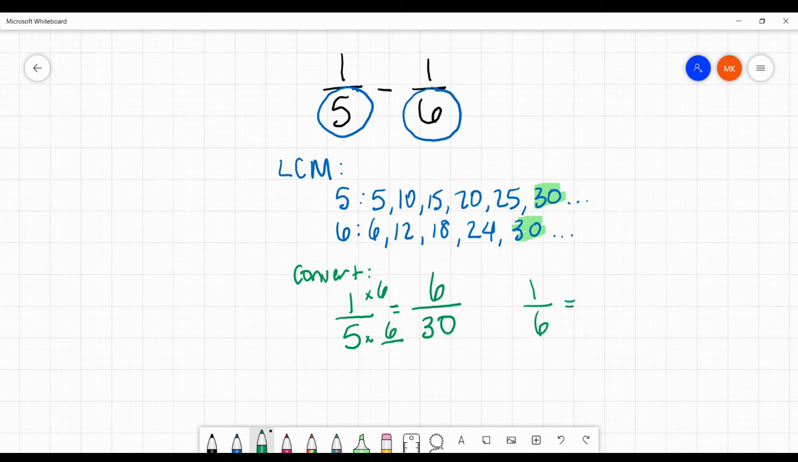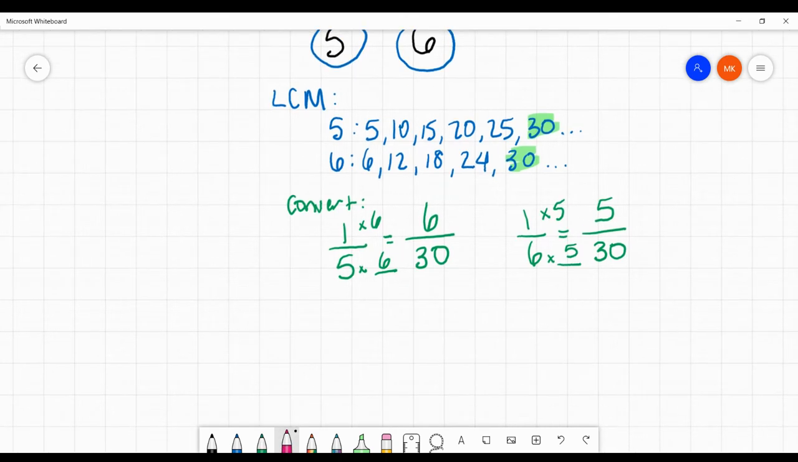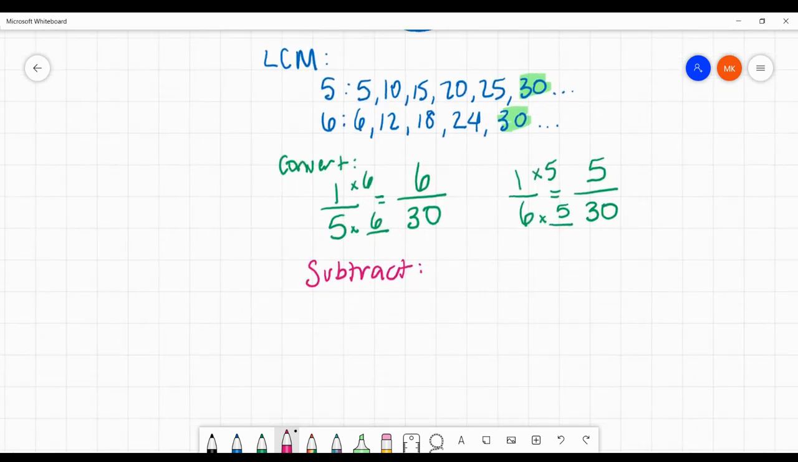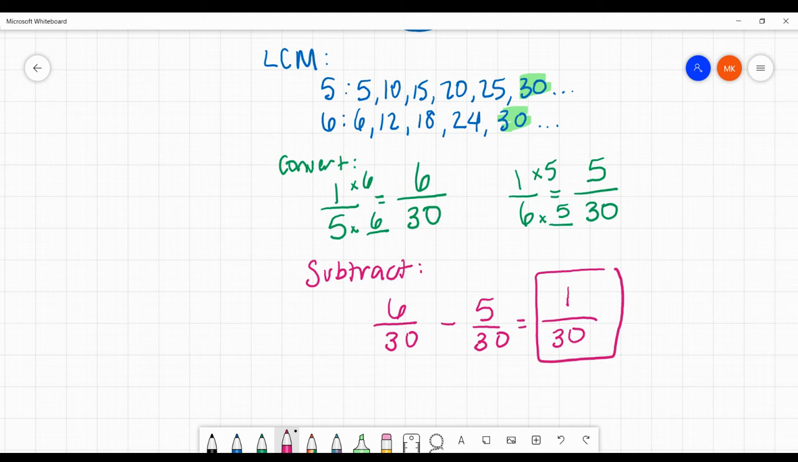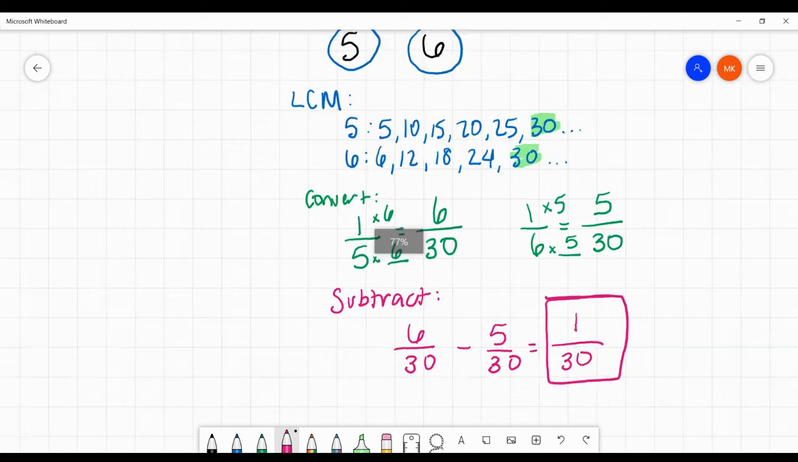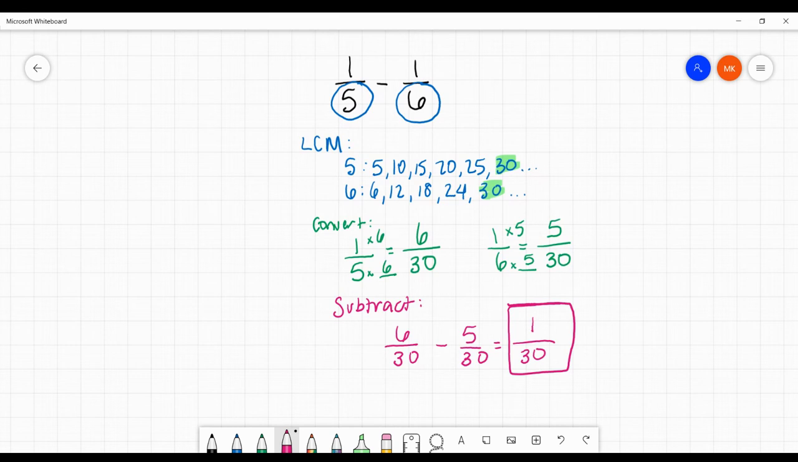When I look at 1/6, I do the same thing. 6 times what equals 30? That answer is 5. 1 times 5 is 5. Next step, I subtract 6 over 30 minus 5 over 30. When I subtract fractions, my denominator stays the same. 6 minus 5 is 1. And that is my final answer because that cannot be reduced. All right. So pause here if you need to figure out what went wrong. Otherwise, we will move on.